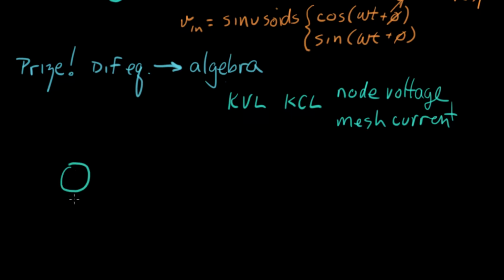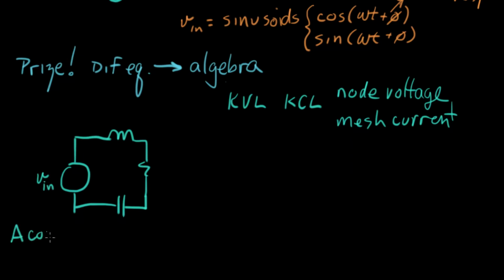So let me draw the circuit over here again real quick, the one we were looking at earlier. We have V, we have an inductor here, we have a resistor, and a capacitor. So for Vn, we're going to limit ourselves to just sinusoids. So that means that the input is going to look something like A cosine omega t plus phi. Phi is a phase angle.